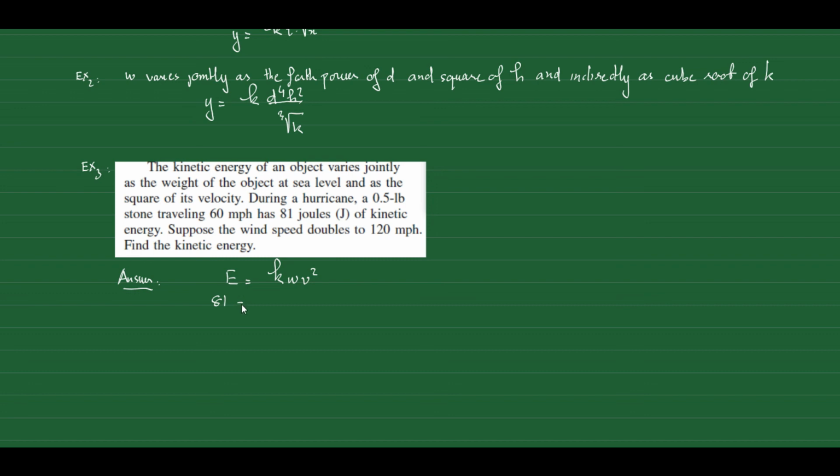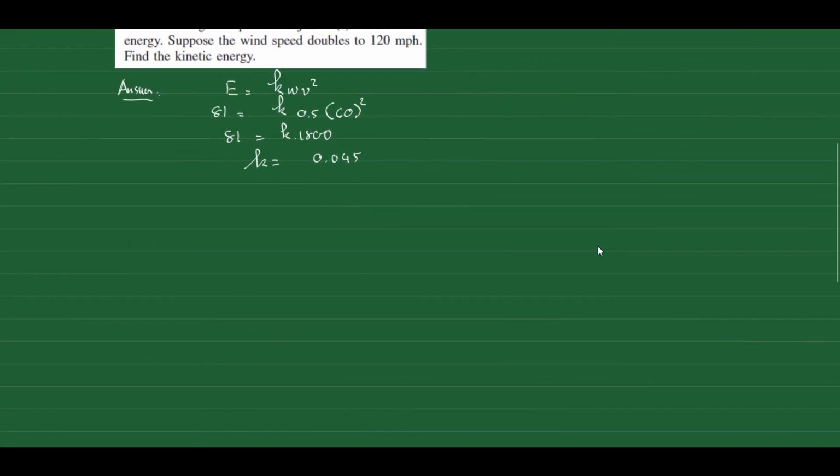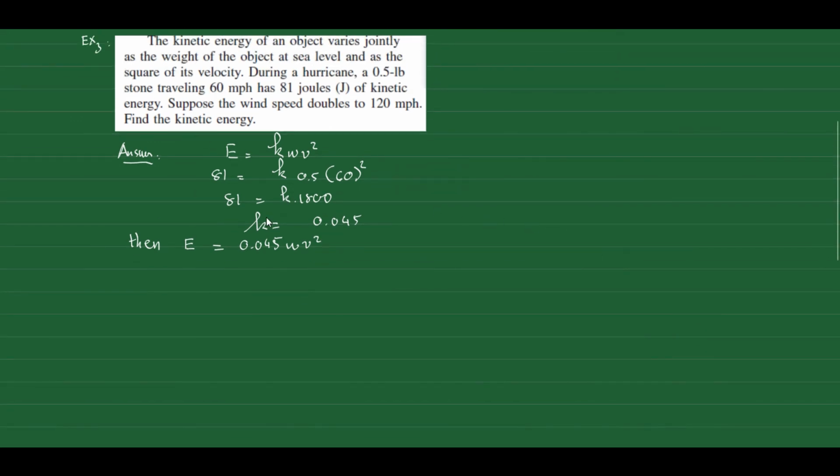So 81 equals k times weight 0.5 times 60 squared. From here I can find k. 81 divided by 1800, so k will be 0.045. So from here I get the equation of joint variation: E equals 0.045 W V squared. Now that's the equation of variation.